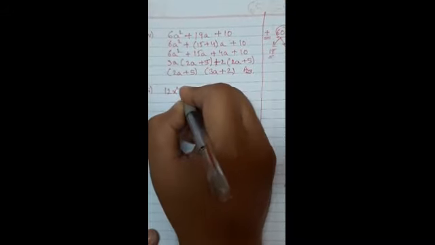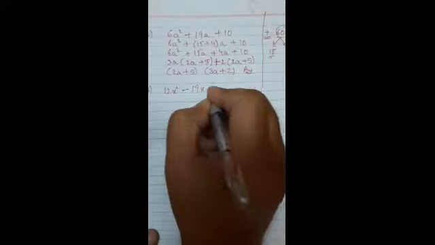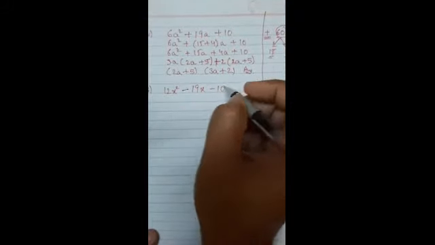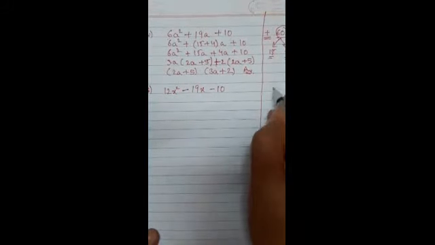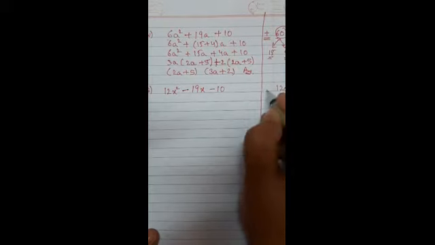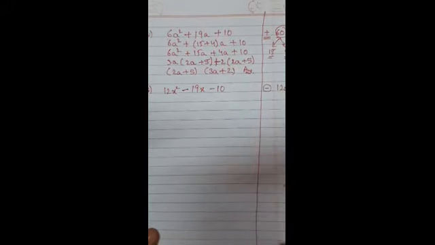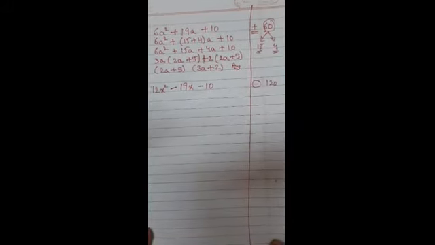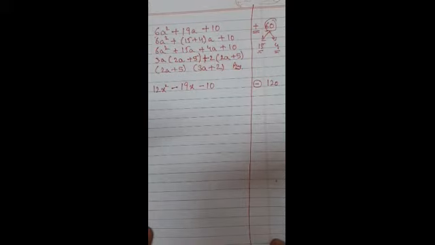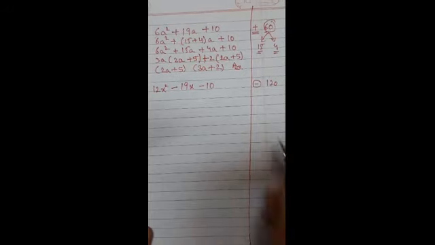It is 12x square minus 19x minus 10. 12 into 10 is 120 and the sign is minus. That means we are going to find the factors of 120, which on subtraction should give us 19. I hope this point is clear. So let us factorize it.